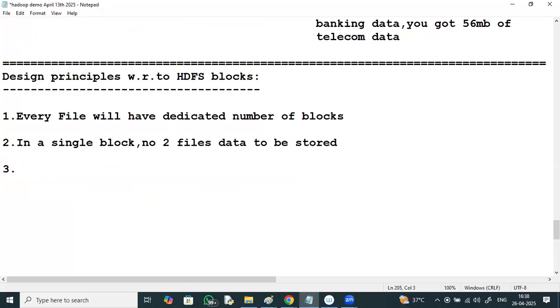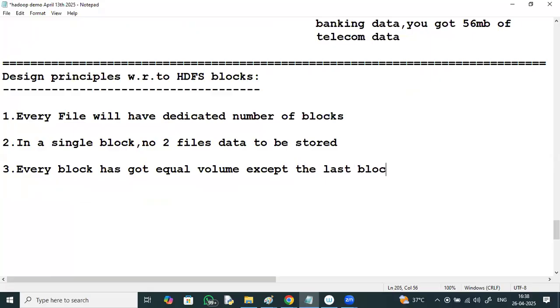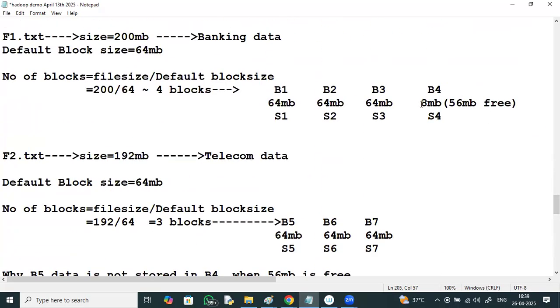And one more, every block has equal volume except the last block. Only the last block will have the remainder. All the remaining blocks have equal volumes.